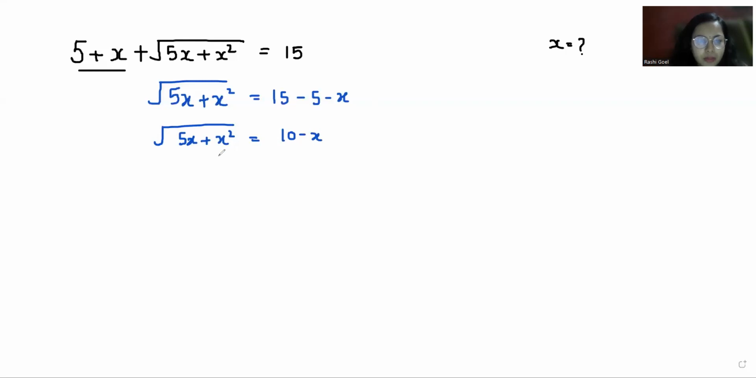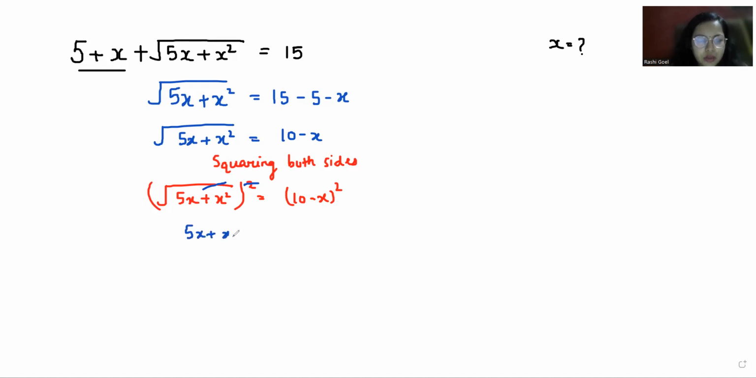Now I'm doing squaring both sides. Under root 5x plus x square whole square is equals to 10 minus x whole square. So here with the help of this square, the square root eliminates: 5x plus x square is equals to, and here on the right hand side, we can use a very famous identity that is (a minus b) whole square, a square plus b square minus 2ab.